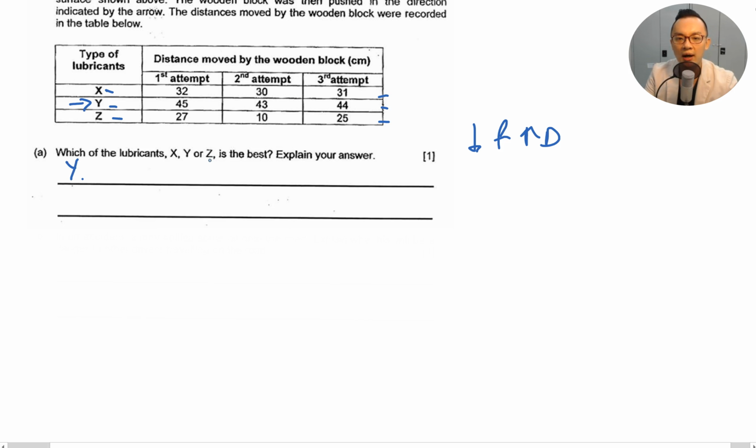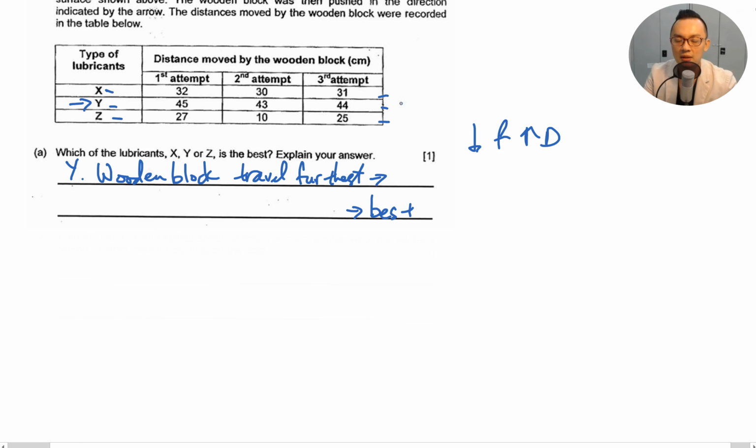All right. So why is lubricant Y the best? Because the wooden block. So again, right, you say this is the best, so this is the best. So the final condition is the best. So the wooden block travel furthest.